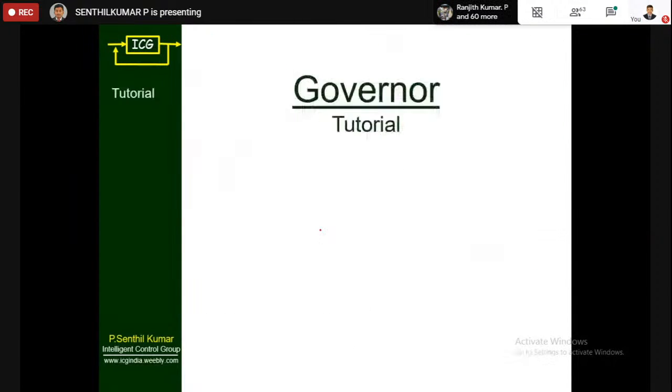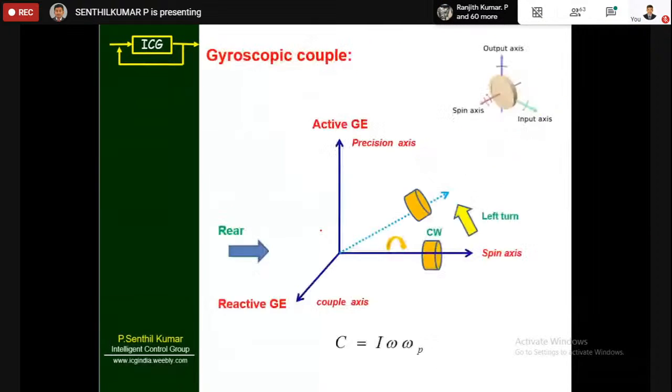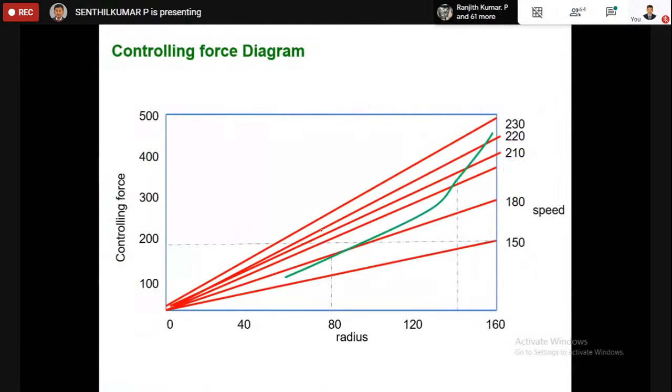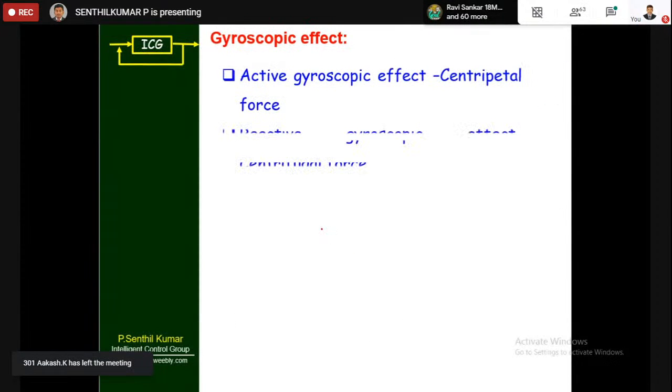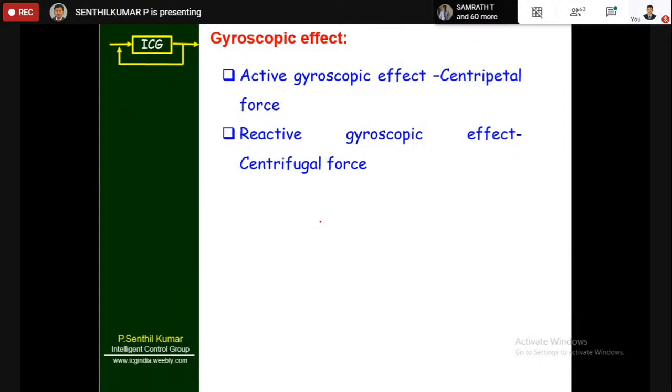And then gyroscope. Then another device, gyroscope. So what is gyroscope? Very simple. The gyroscopic device works based on the principle of gyroscope.